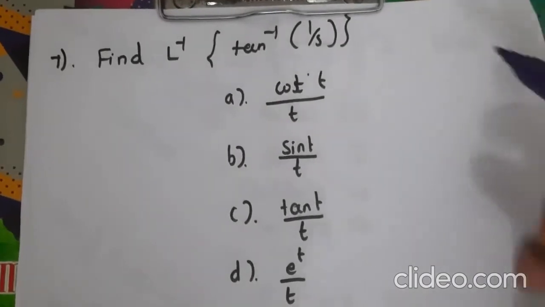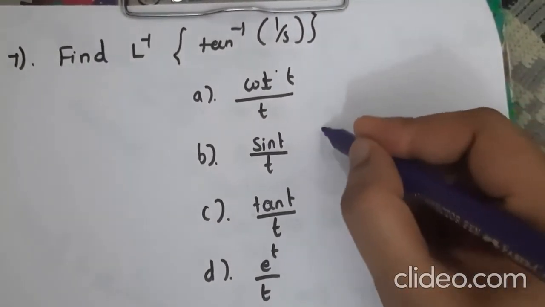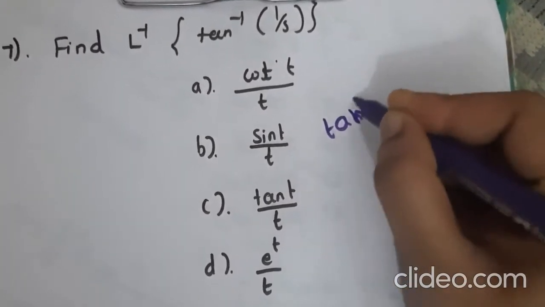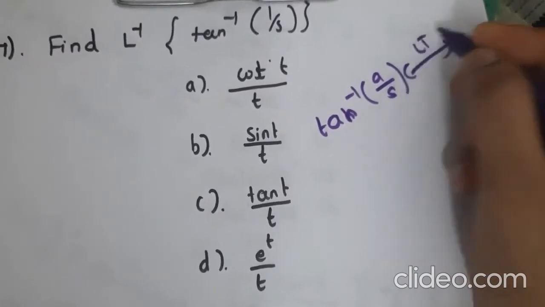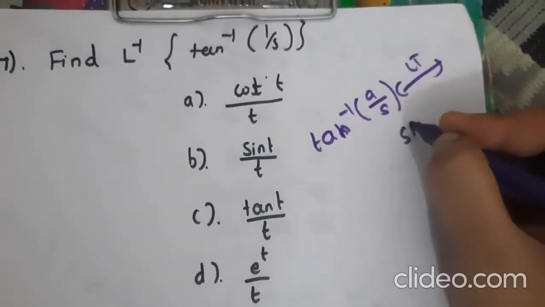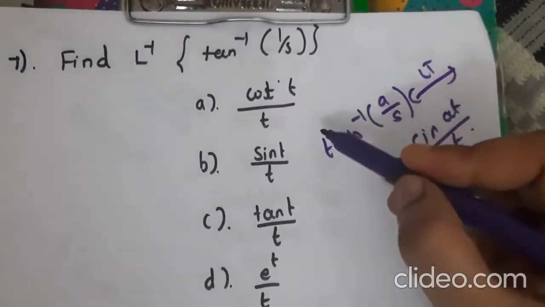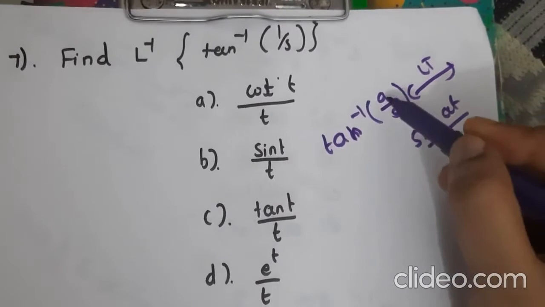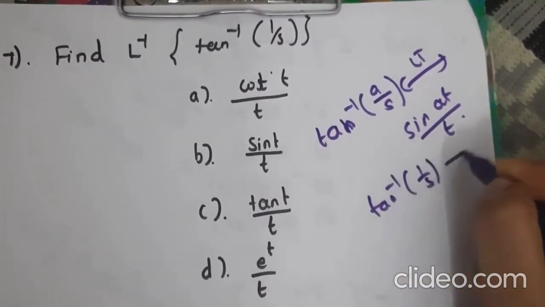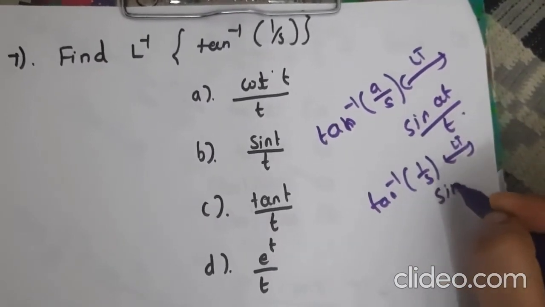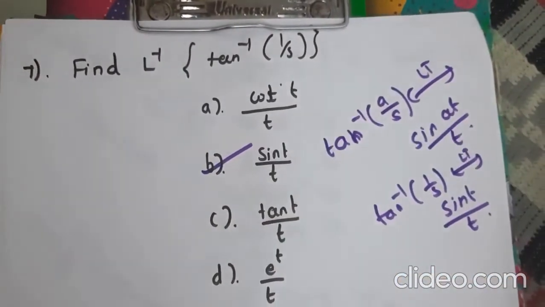And the seventh question: find the inverse Laplace transform for tan inverse of 1 by s. For this also you remember this term, that is tan inverse of a by s. The Laplace transform pair here is sin at divided by t, and this is the standard one, and here the a value is 1. So tan inverse of 1 by s is equal to sin t divided by t. So here the answer is B.